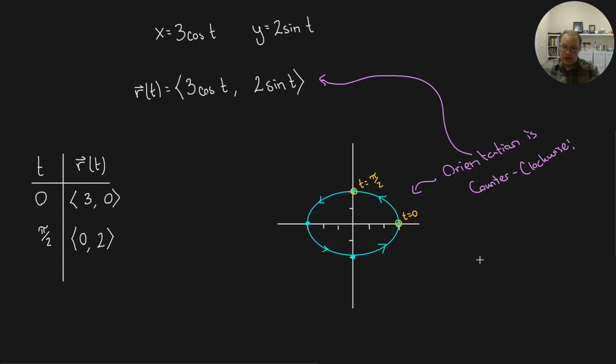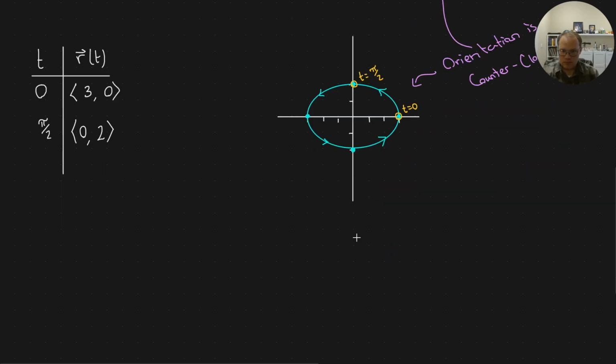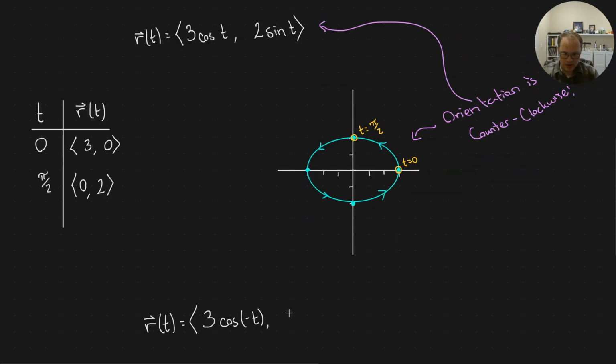There's an easy trick for this. All you want to do is take all those t's and flip them around. To do that, all you do is take every t in your parameterization and make it negative. R of t equals, so this will become 3 cosine negative t, comma 2 sine negative t.